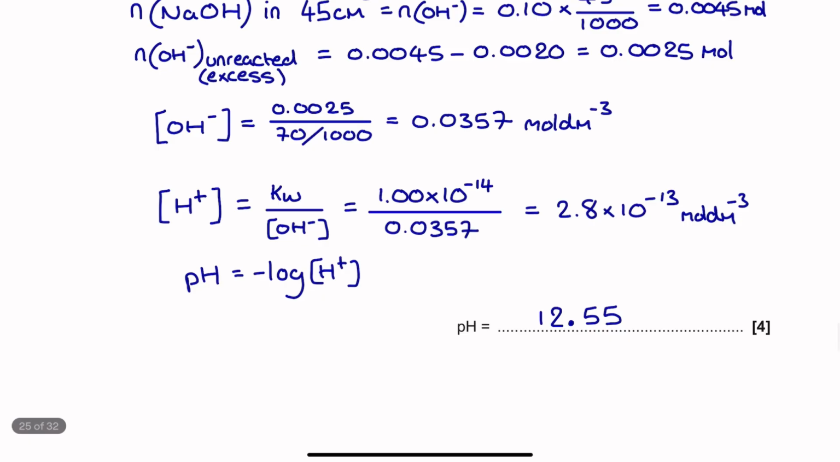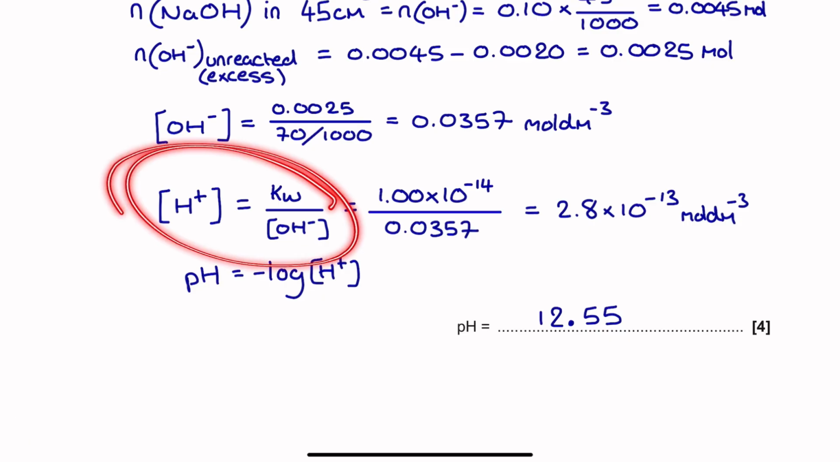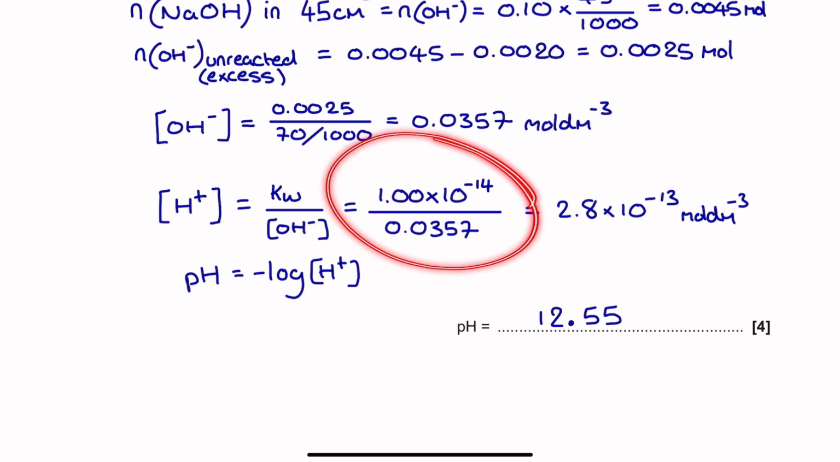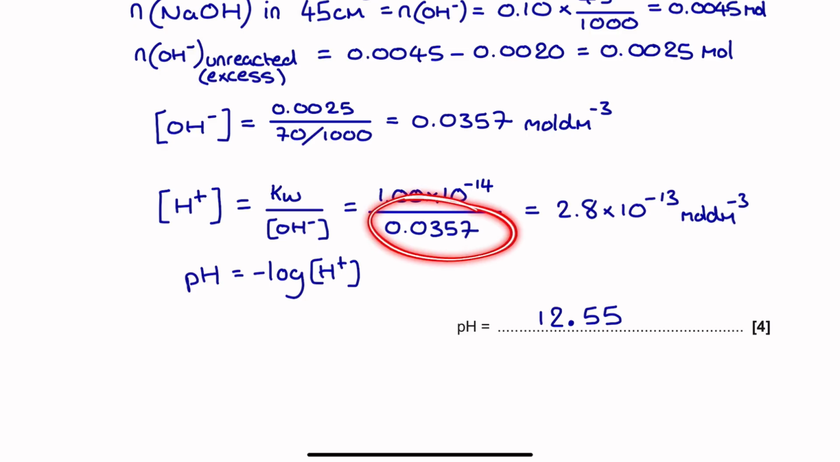Now, once I've got this OH- ion concentration, I use this rearrangement of the Kw expression at 298 Kelvin to help me find the H+ ion concentration. And again, if you're not familiar with this rearrangement, check out that pH calculation video in the description down below. So the H+ ion concentration here equals the Kw value from the data sheet of 1 times 10 to the power of negative 14 divided by the concentration of the hydroxide that we just calculated up here. That gives me an H+ ion concentration of 2.80 times 10 to the power of negative 13, and it gives me a pH of 12.55. You were asked to give your answer to 2 decimal places.